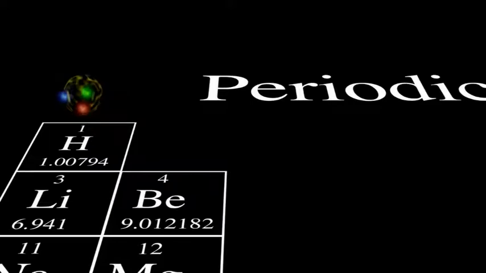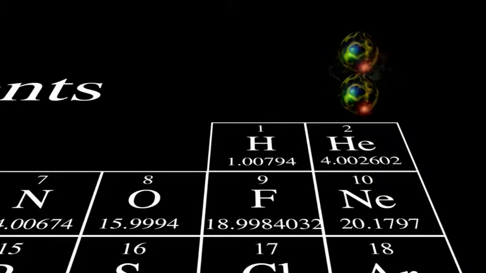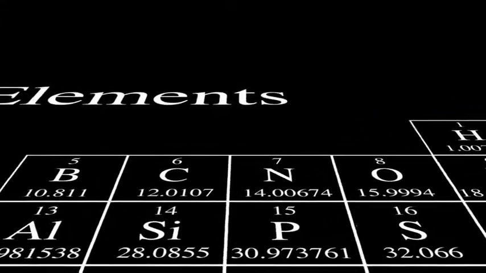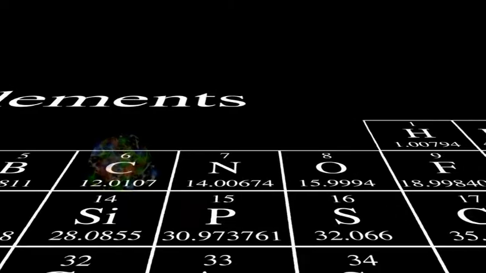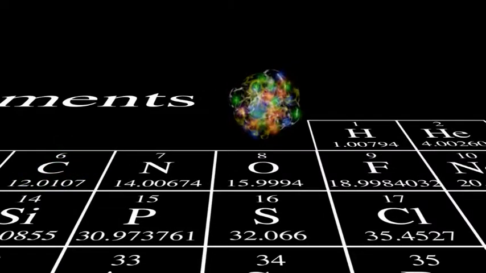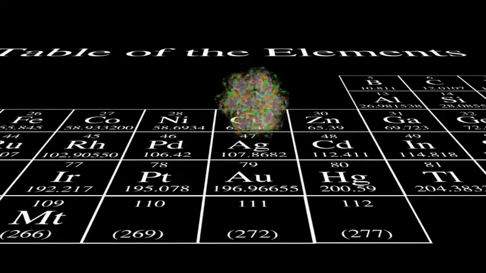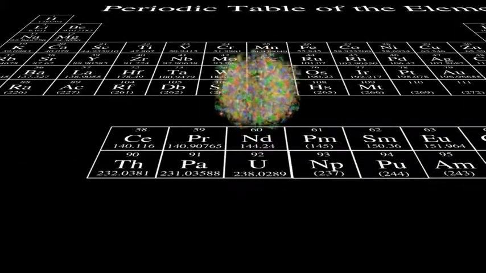One proton in the nucleus makes hydrogen. Two form helium. Six, carbon. Eight, oxygen. Seventy-nine is gold. And ninety-two, uranium.